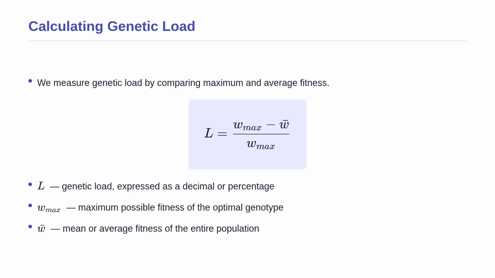If the average fitness decreases because more harmful mutations accumulate, the genetic load L will increase. Conversely, if the population becomes highly adapted and the average fitness gets closer to the maximum fitness, the genetic load will shrink towards zero.